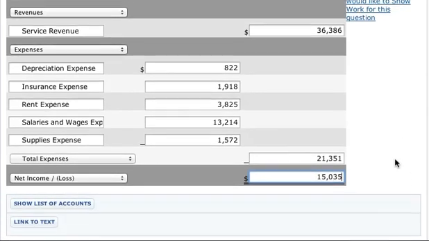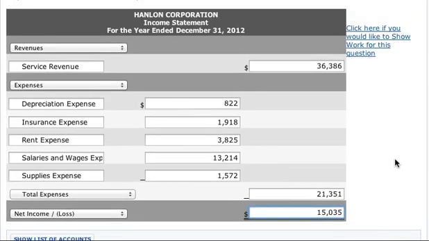And that is how you make the income statement. Again, on the income statement, you just put your revenues and your expenses.